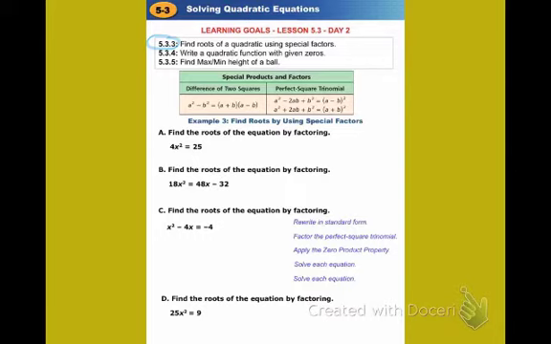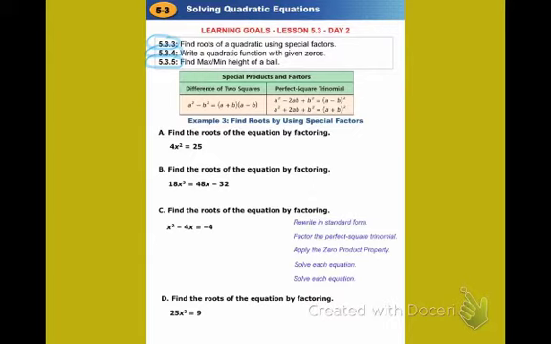So using special factors, we'll be looking at those special factor patterns of the difference of two squares and the perfect square trinomial. Next we'll be writing a quadratic function with the given zeros. If we're told what the zeros are, then we want to work backwards and write a quadratic function that would be associated with those solutions. And finally, find a maximum or minimum height of a projectile, in this case of a ball. We're going to look at an example that specifically focuses on the projectile motion of a ball.